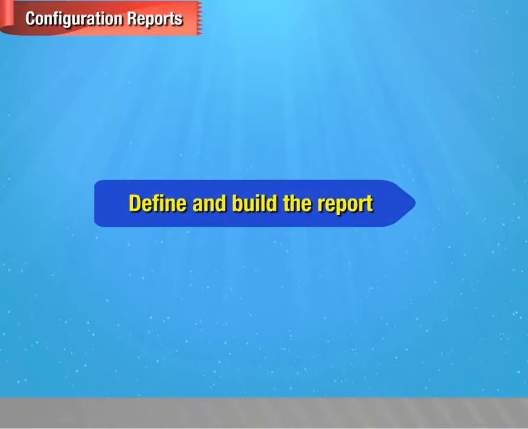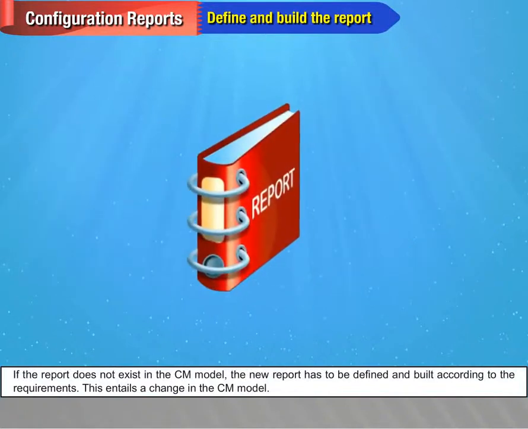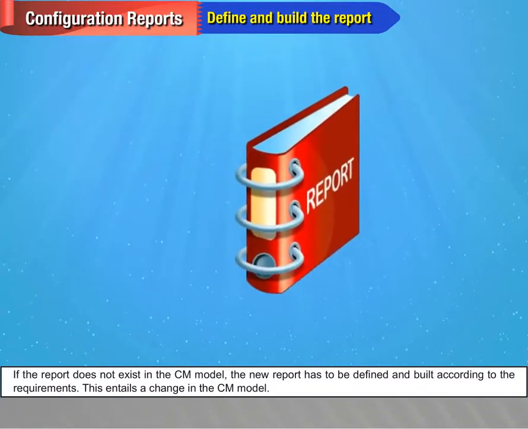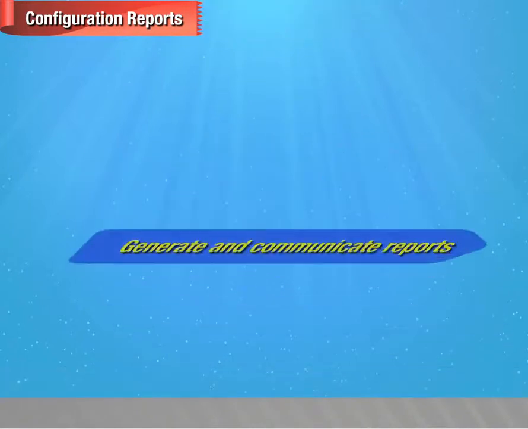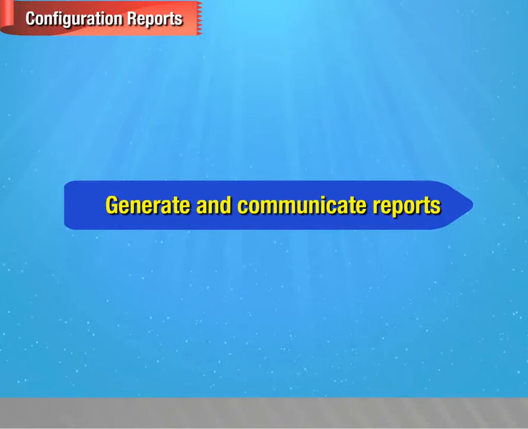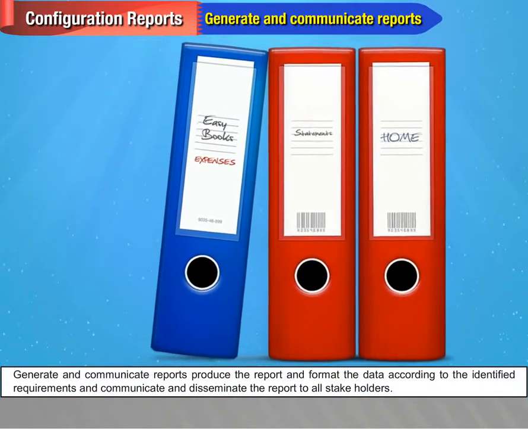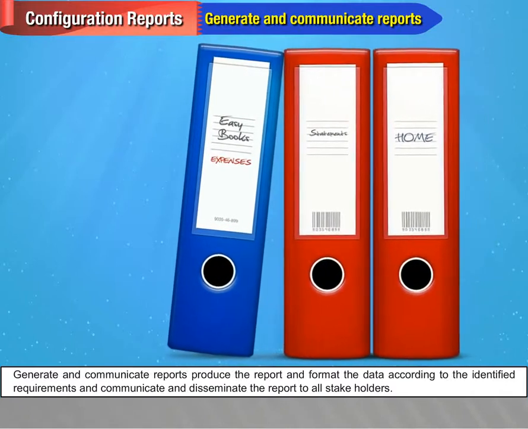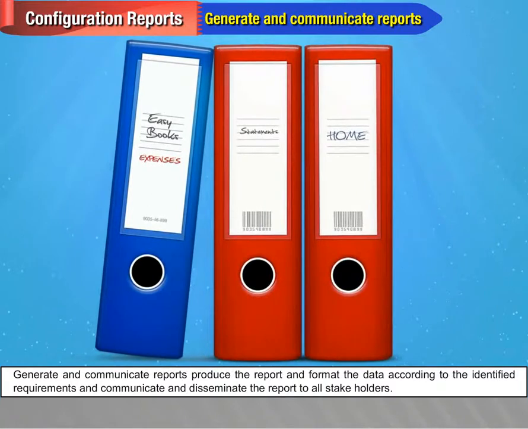Define and build the report. If the report does not exist in the CM model, the new report has to be defined and built according to the requirements. This entails a change in the CM model. Generate and communicate reports. Produce the report and format the data according to the identified requirements and communicate and disseminate the report to all stakeholders.